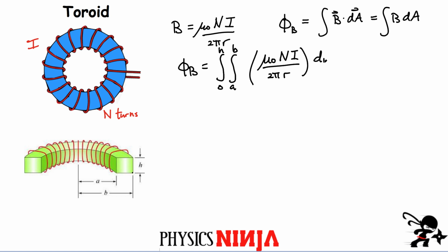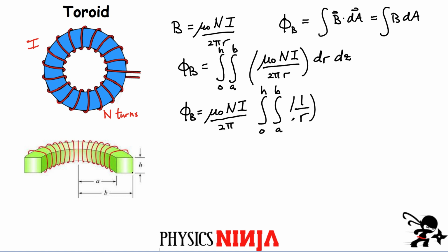An element of area is going to have a thickness dr and a height dz. We can take out all the constant terms because we don't have to worry about those from the integration. We get mu 0, n, I. Almost all the terms are constant. 2 pi you can take out, and now everything boils down to integrating from 0 to h and a to b. The function here is just 1 over r, dr dz.